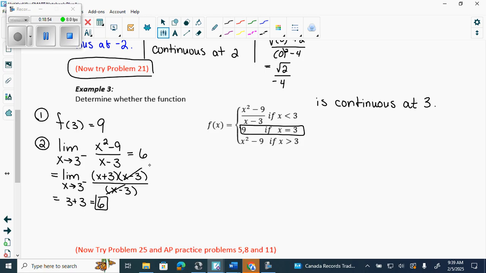Now I have to get the limit from the right to see if they're the same. If they're not, the limit doesn't exist. It's crushed. It's not continuous there. If they are the same, we're in trouble anyways, because why? That point doesn't match up with f of 3 is 9. But you still have to keep showing.